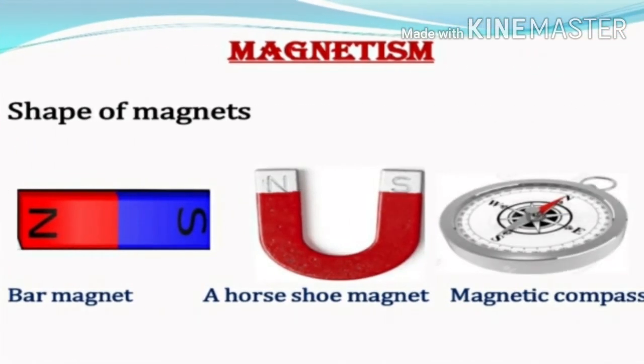Shapes of magnets. Magnets come in a variety of different shapes and sizes. Some of these magnets include a bar magnet, a horseshoe magnet, and a magnetic compass. A bar magnet is in the form of a rectangular bar or has a circular cross section. A horseshoe magnet is in the form of the letter U.